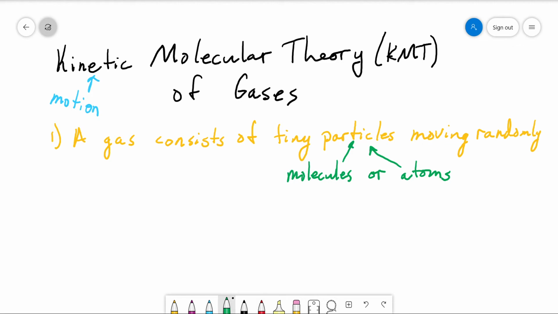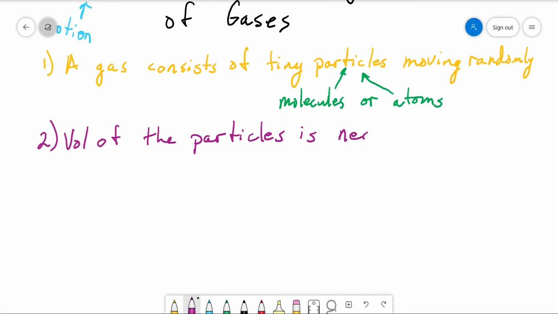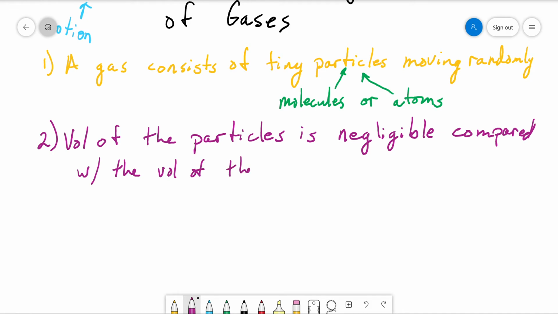All right, so we have tiny little particles, and the volume of the particles is negligible compared with the volume of the gas. So let me just give you an example of this real quick.